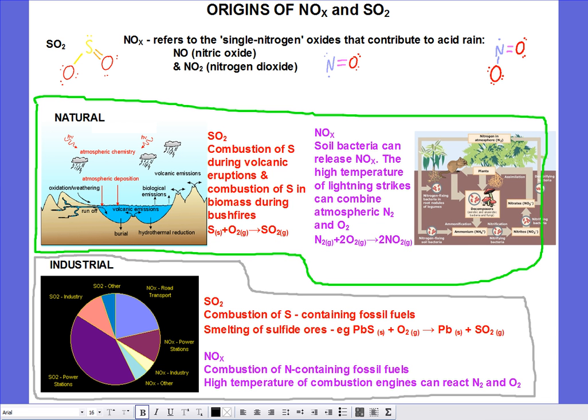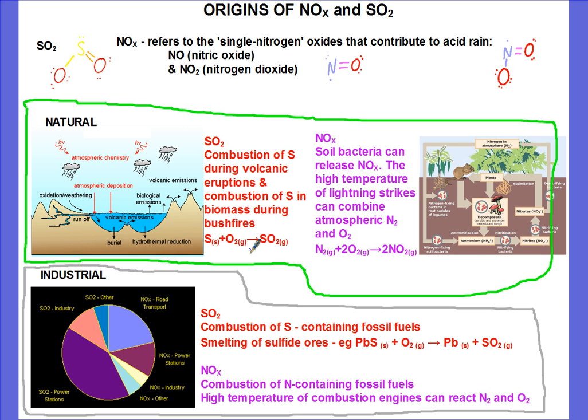First of all is the origins of nitrogen oxides and sulfur dioxide. You need to know that nitrogen oxides refers to the single oxygen nitrides which actually contribute to acid rain, which is NO and NO2, and there's formulas there in case you're curious. You need to be aware there's natural sources of both these oxides. First of all, sulfur dioxide comes from combustion of sulfur during volcanic eruptions, and also combustion of sulfur-containing plants during bushfires, and there's an equation for the natural production of sulfur dioxide.